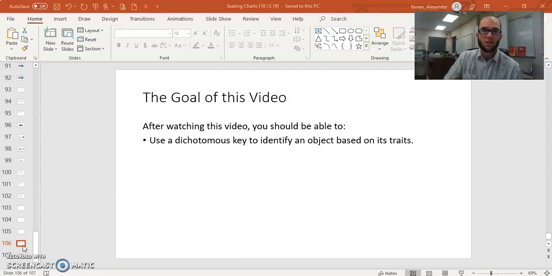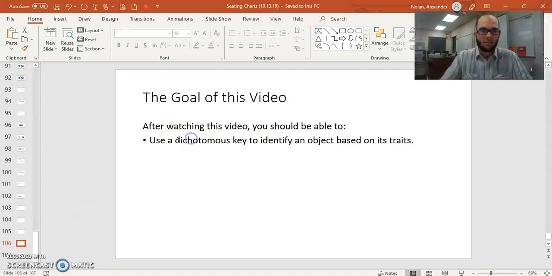By the time that you watch this video, you should be able to use a dichotomous key to identify an object based on its traits. Now the example that I'm going to give you in this video is rocks. You can apply this logic to any dichotomous key. You can even create your own dichotomous key if you know the features and if you understand the logic of a dichotomous key. Now don't be freaked out by this term dichotomous.